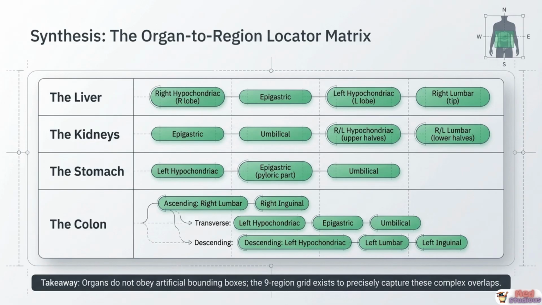The colon is the most geographically complex organ. The ascending colon runs through the right lumbar and right inguinal. The transverse colon crosses the left hypochondriac, epigastric, and umbilical. The descending colon runs through the left hypochondriac, left lumbar, and left inguinal. The critical takeaway: organs do not obey artificial bounding boxes. The 9-region grid exists precisely to capture these complex overlaps.